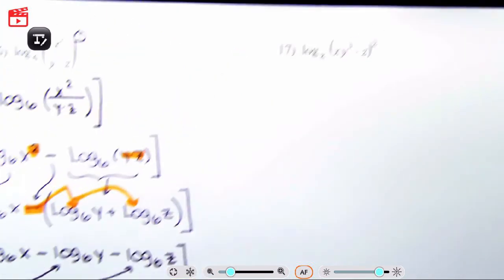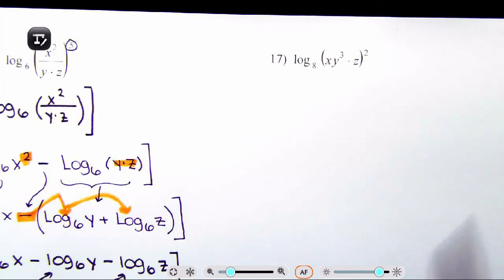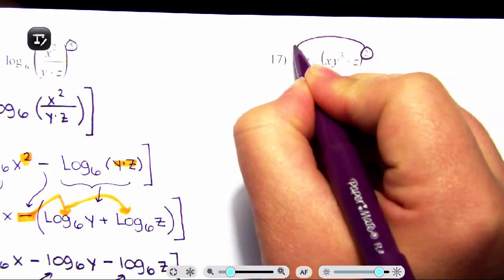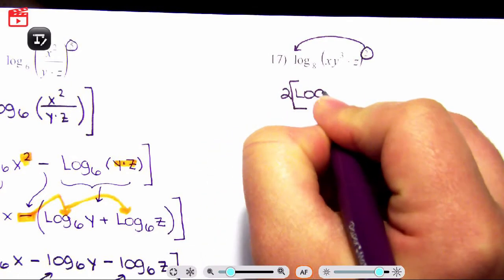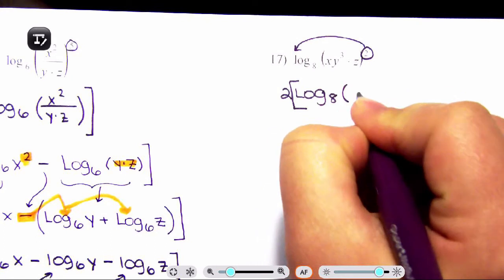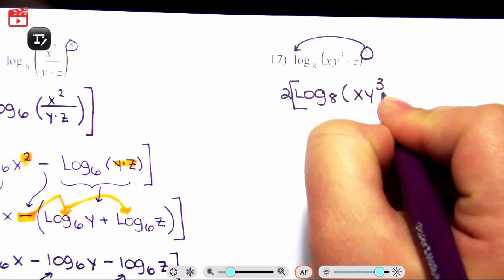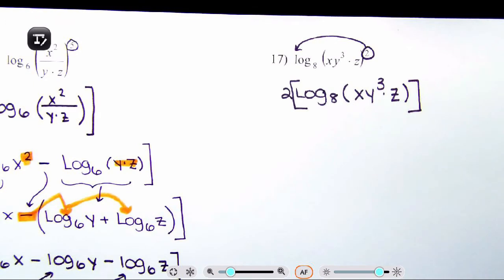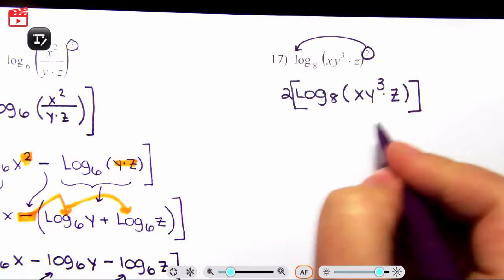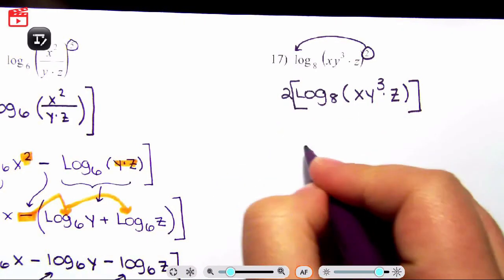All right, let's move on to the next one. Next one we have, again, an exponent. I'm going to move that forward. So I have 2 times the log base 8 of x y cubed times z. Always remember your brackets, so that way you know that everything's being multiplied by that exponent, in this case 2.